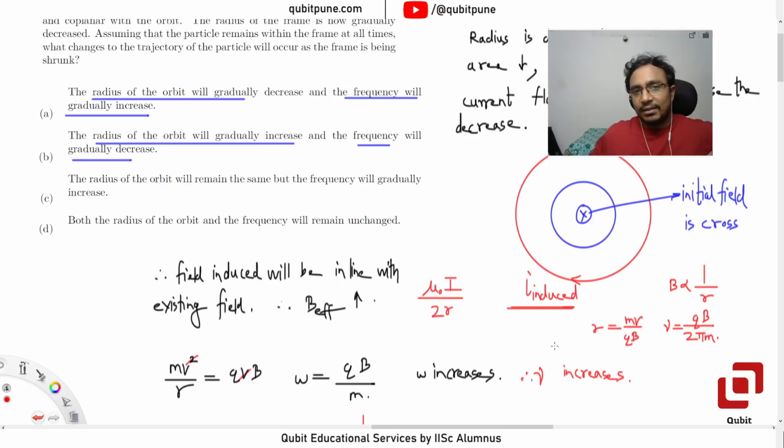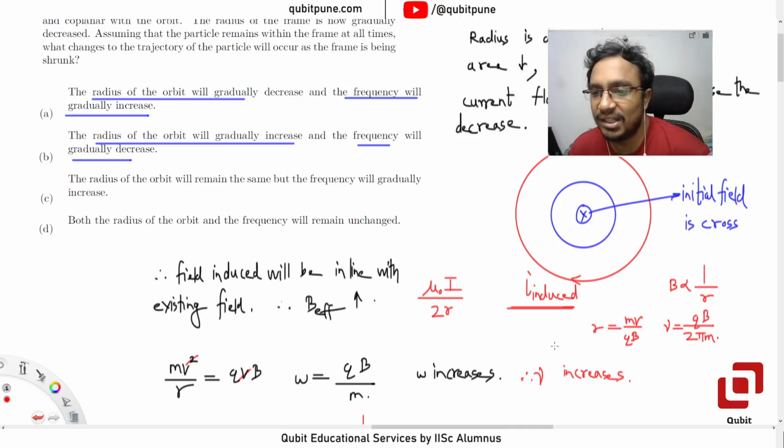Now, did anyone do the frequency or the radius part apart from what she said, that the field is varying inversely with the distance? Yes.